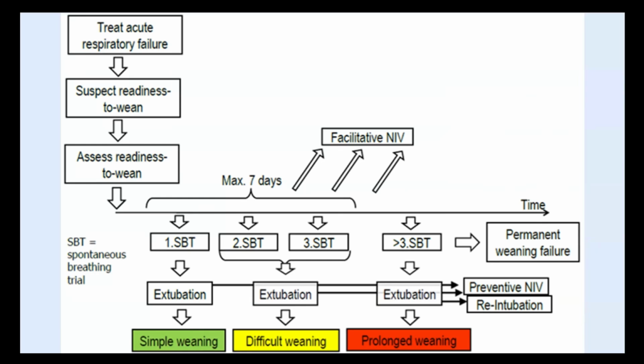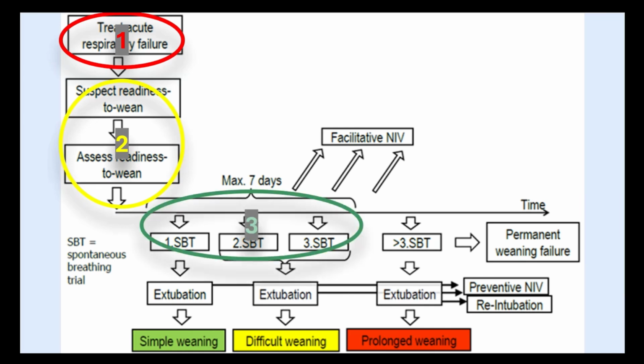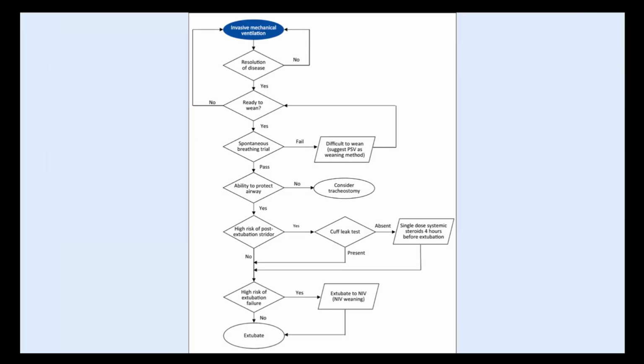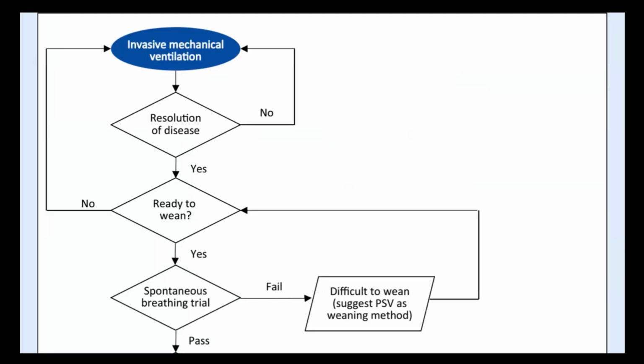So basically, this chart shows all the steps that are involved in it. First one is to treat the cause of acute respiratory failure. Secondly, you assess readiness to wean. And then the third step is you perform your spontaneous breathing trial. And the fourth one is the actual step of extubating the patient. And this is similar to our CPG, our ICU protocol as well, whereby the first step is whether the resolution of the disease has been done or not. If yes, you can proceed to wean a patient, but if no, you have to go back, review, and consider your treatment options.